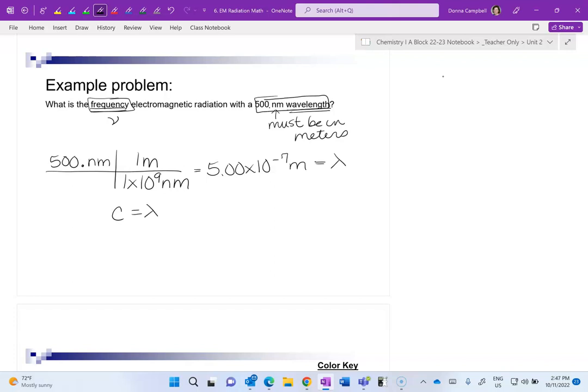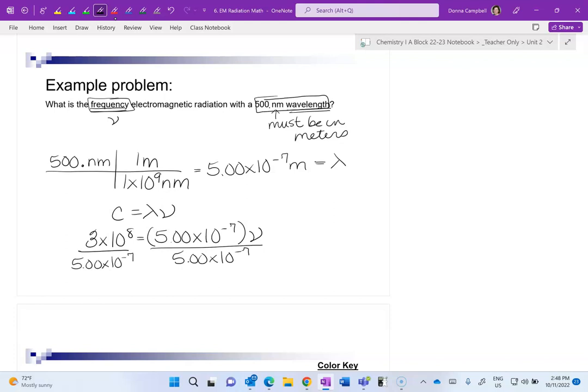So C equals lambda nu. C is always 3 × 10⁸. Lambda in this case is 5.00 × 10⁻⁷. And you are searching for frequency, which is nu. Divide both sides by 5.00 × 10⁻⁷, and you get 6.00 × 10⁻⁴ hertz.